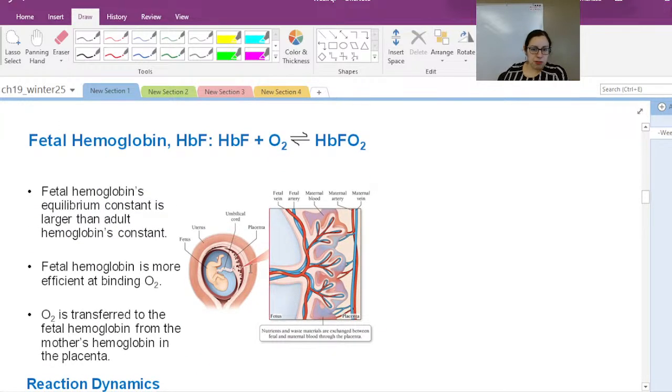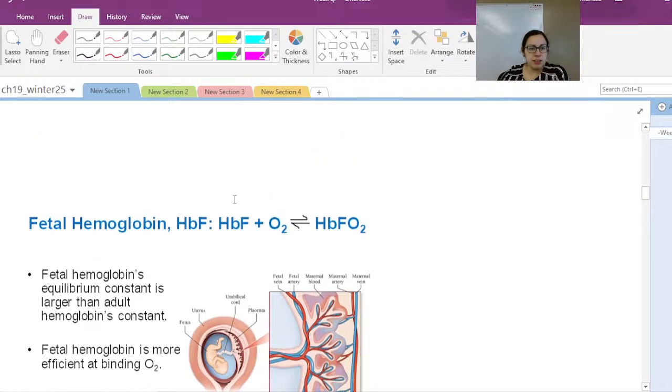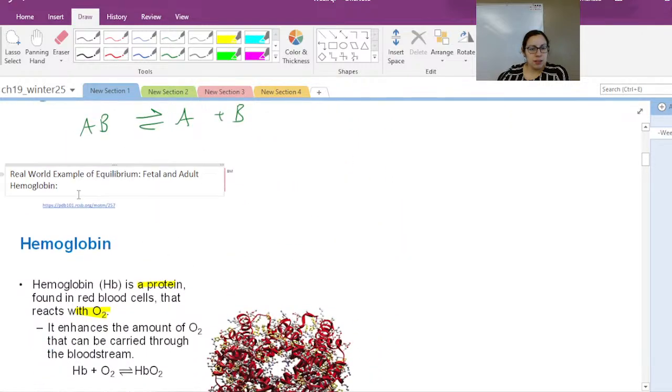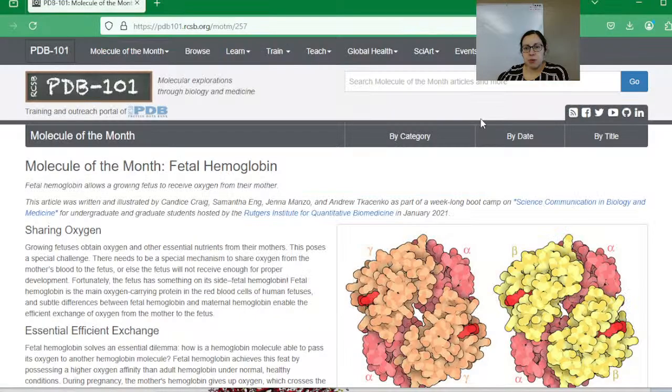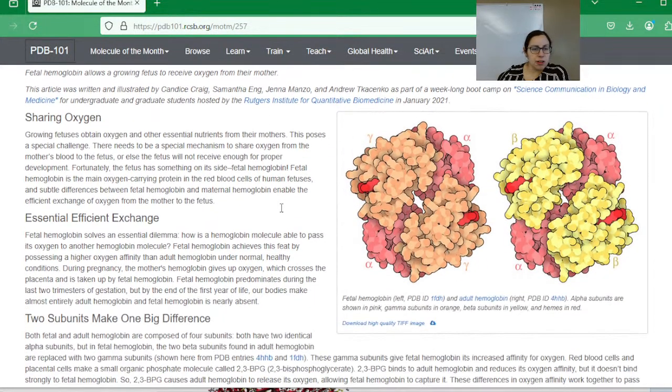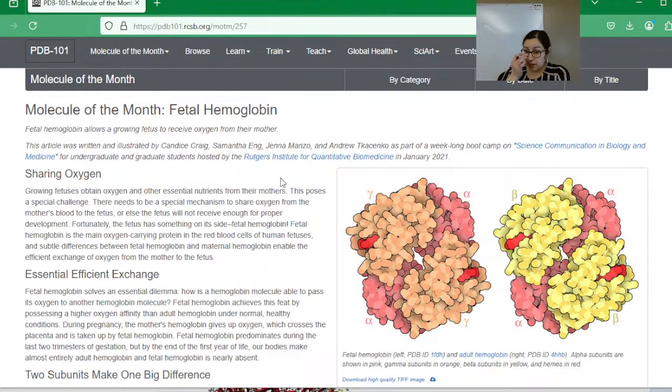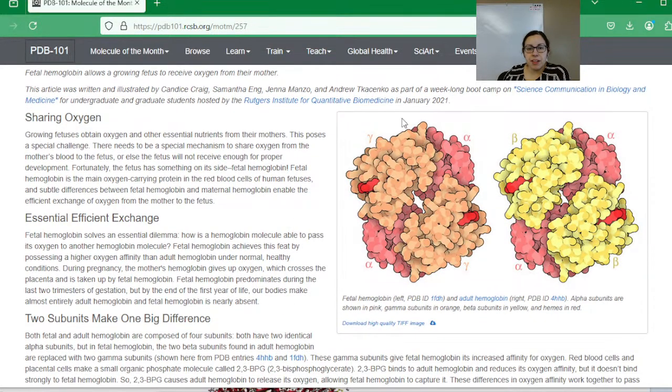And so we could also relate this to fetal hemoglobin and thinking about equilibrium and binding constants. I updated this. I had another paper before in those notes, but I didn't like it. It was kind of convoluted. So let's look at these structures. It's kind of interesting. This is fetal hemoglobin on the left and then adult on the right. And they have pretty similar structures.